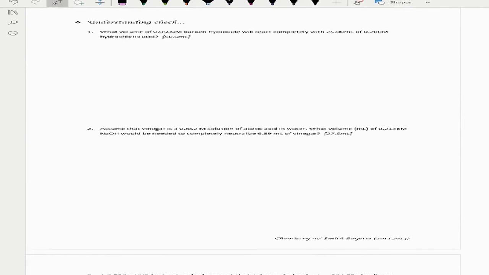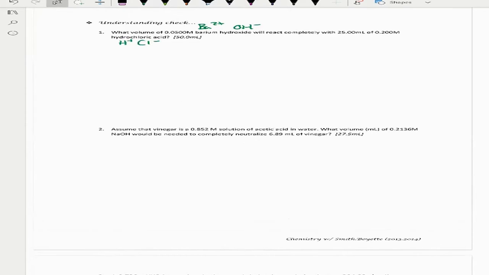So first, we'll do this next problem together, and then we'll have you do the second one on your own. First things first, we have to identify what ions are in our written compounds. So we have barium, which would be Ba2+, hydroxide, OH-, will react with hydrochloric acid, H+ and Cl-. Putting these together, we have Ba(OH)2 plus HCl goes to H2O plus BaCl2.